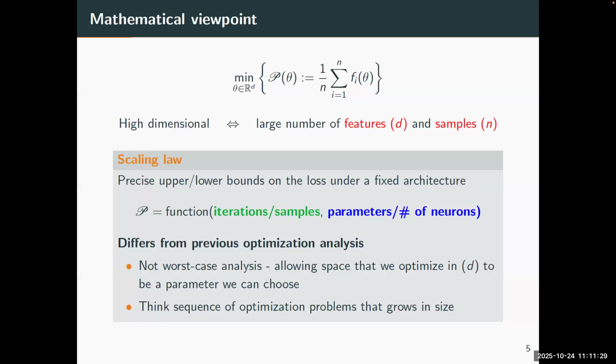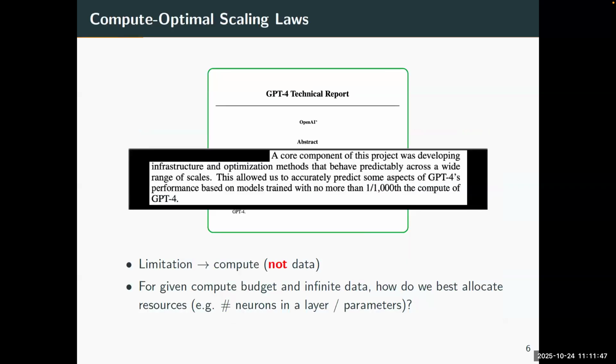Another way of doing this is you need to think of your optimization problems now as optimization problems that are growing in size. And you want to understand how the loss changes as your space changes. Okay, so that's what we need to be able to do. Okay, so I'm going to talk to you about something that came out, which I think was the one that made ChatGPT actually work. So we're going to talk about compute optimal scaling laws.